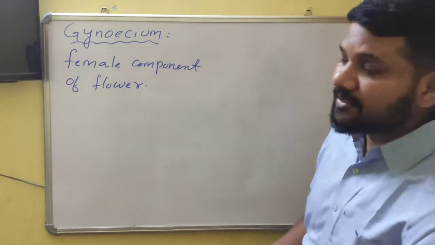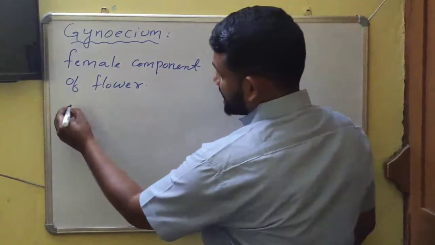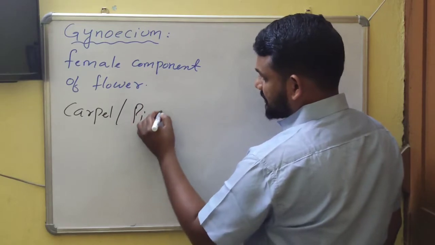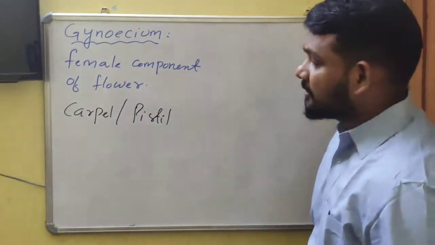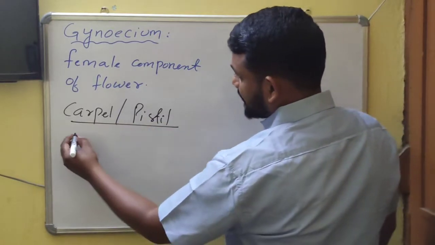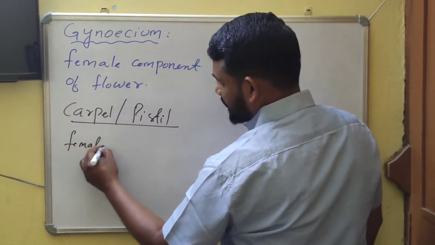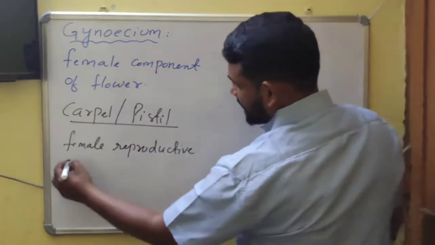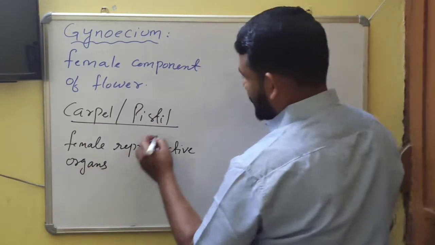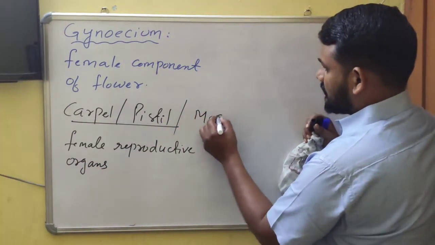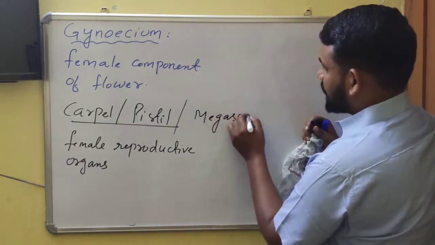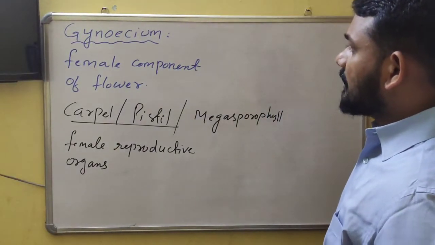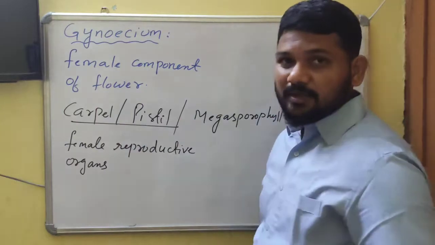And each part of gynoecium is called carpel. Carpel is also known as pistil. Carpel or pistil is the female reproductive organ, and this female reproductive organ is also called megasporophyll. And a gynoecium may have one carpel or many carpels.